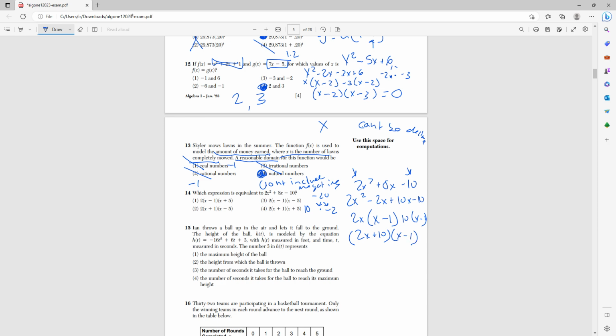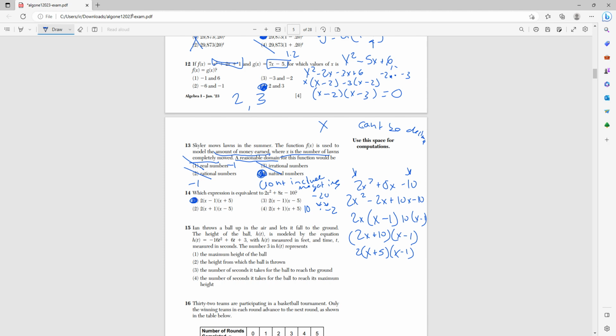If we look here, 2x plus 10, we can take a 2 out of there because 2x is divisible by 2 and 10 is divisible by 2. So really what this is equal to is 2 times (x plus 5). Which choice mimics that? That's choice number 1.